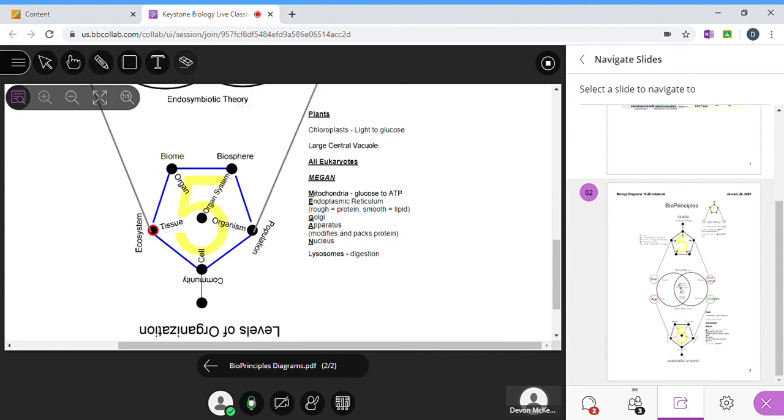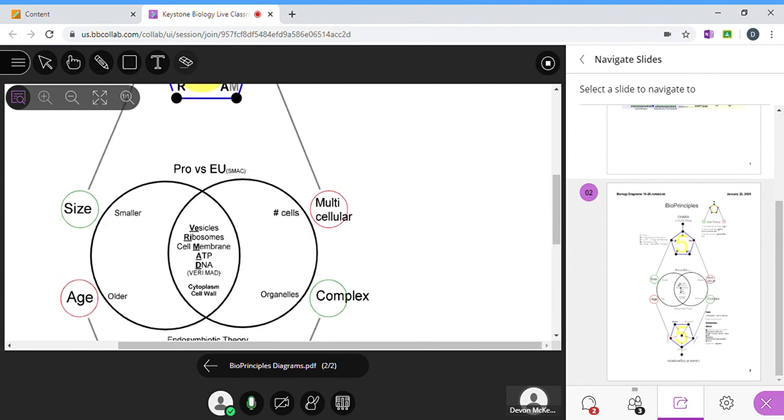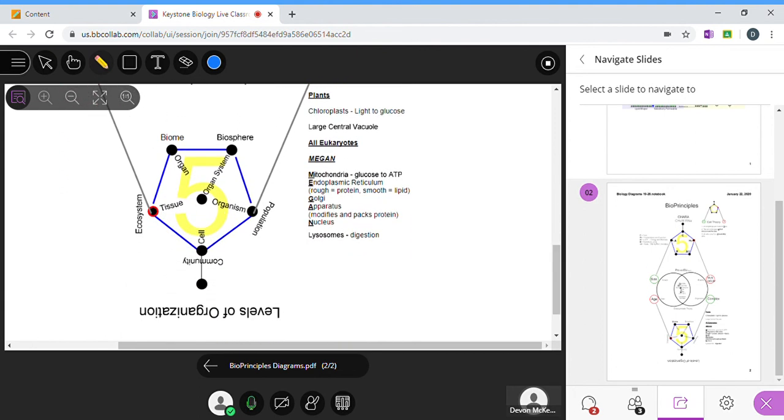So basically, these levels of organization show increasing level of structure, starting from smallest to largest, going this direction until you reach the highest level of structure, which is an organism. That's our BioPrinciples diagram, and I'm going to end the recording here.